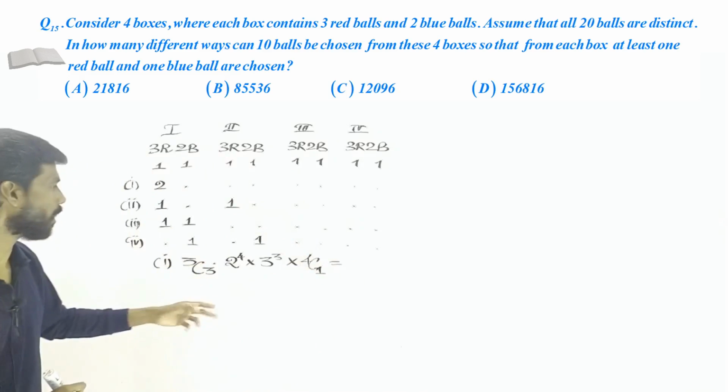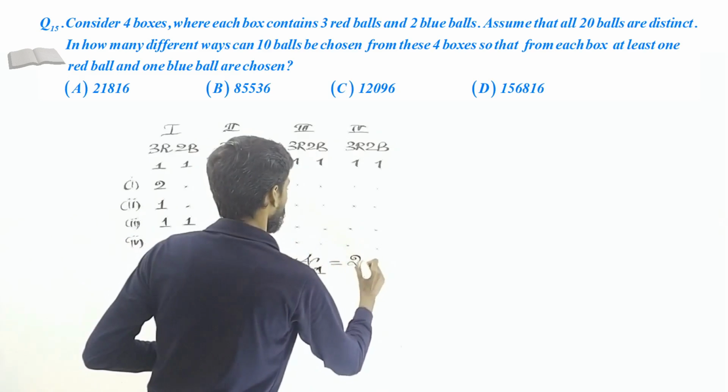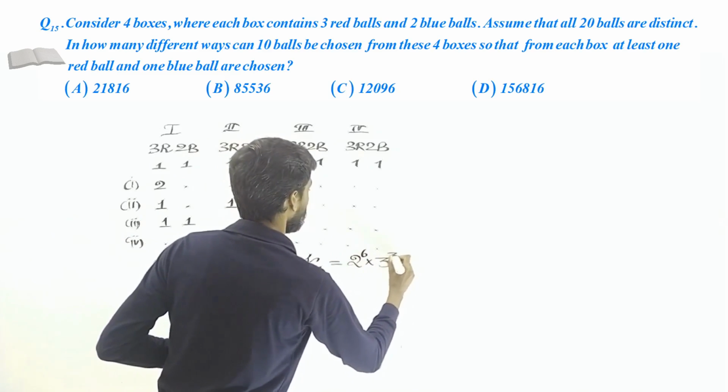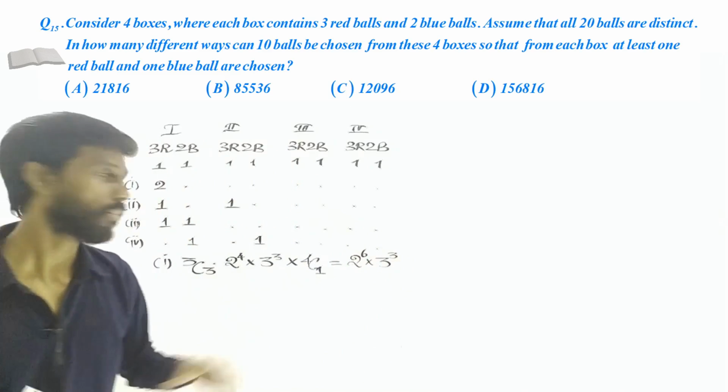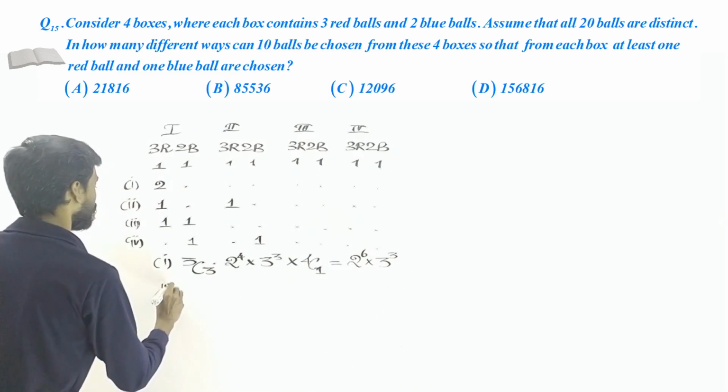So 3C3 is 1. So 2 to the power what? Here 2 square. So 2 to the power 6 multiplied by 3 to the power 3. So that is the total number of cases, right? So that is only the first case. Now similarly we will do the next case, the second case.